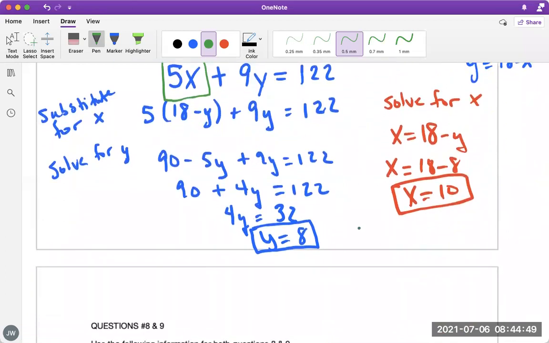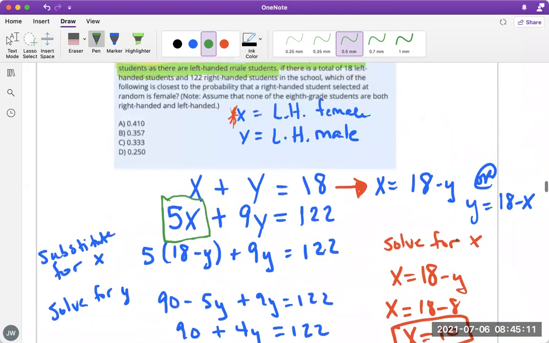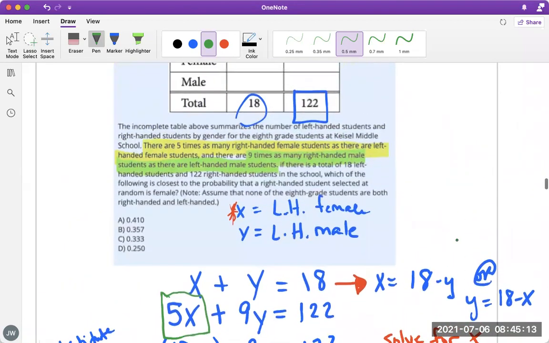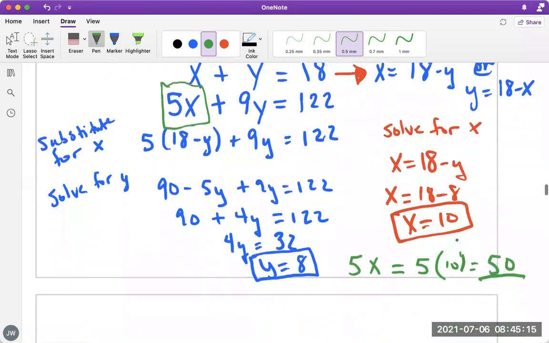All right, 5 times x is going to be 5 times 10. Easy enough, 50. And that's our right-handed females. But that's out of how many students? How many were right-handed? Do you remember? What was the total? Right-handed total? Right, good, 122.